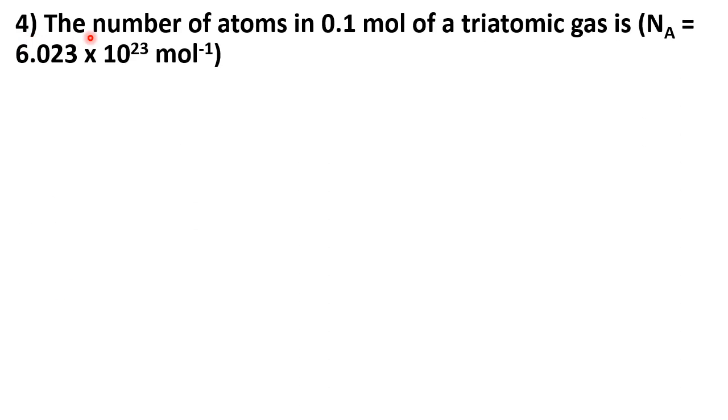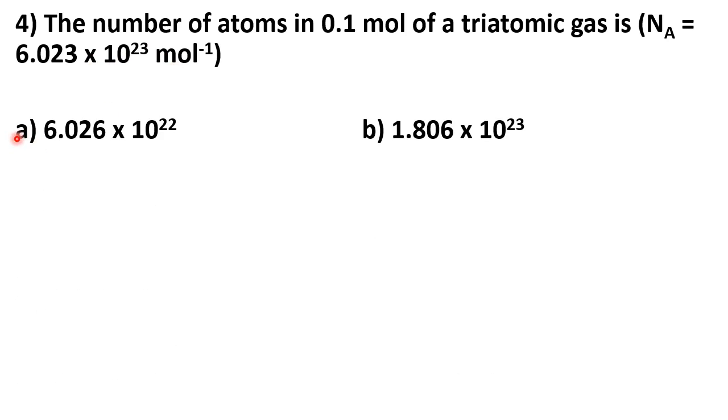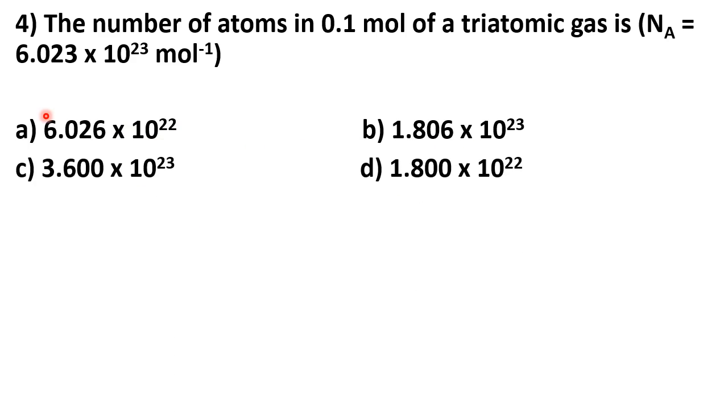Question number 4. The number of atoms in 0.1 mole of a triatomic gas is dash. Given that Na is equal to 6.023 into 10 to the power 23 per mole. So, Na means Avogadro number. Options given: A is 6.026 into 10 raised to 23, option B 1.806 into 10 raised to 23, option C 3.600 into 10 raised to 23, and option D 1.800 into 10 raised to 22.